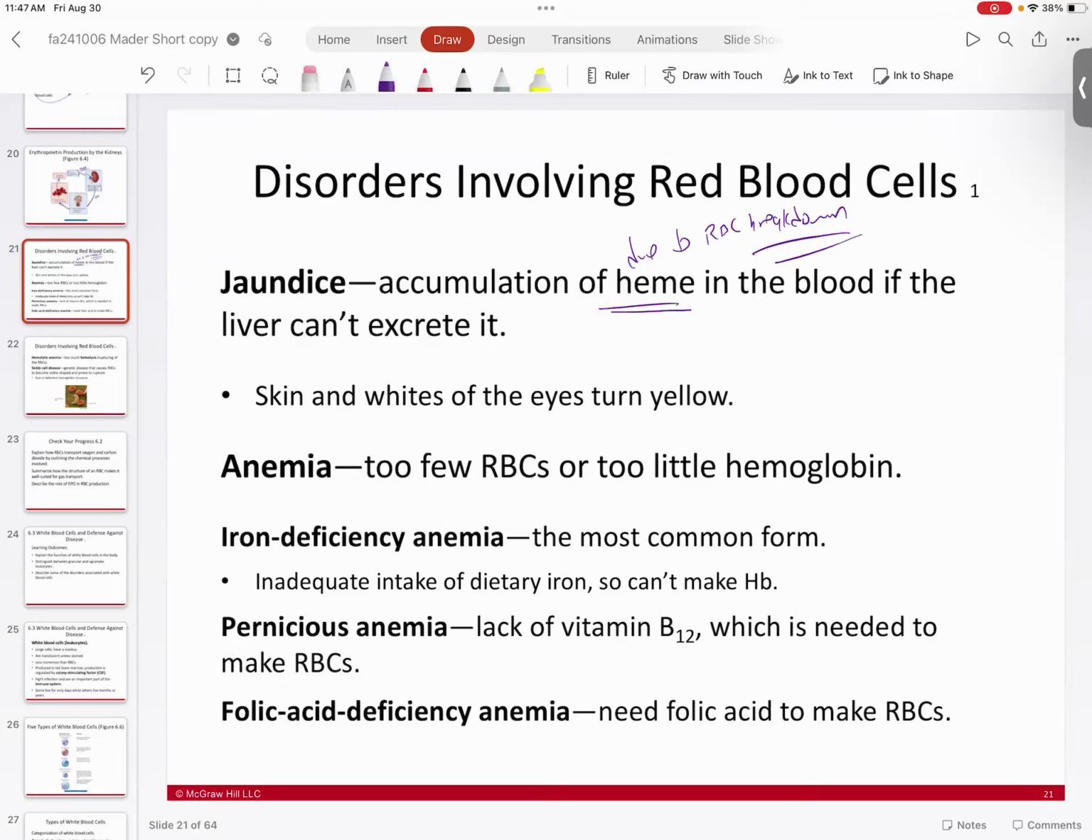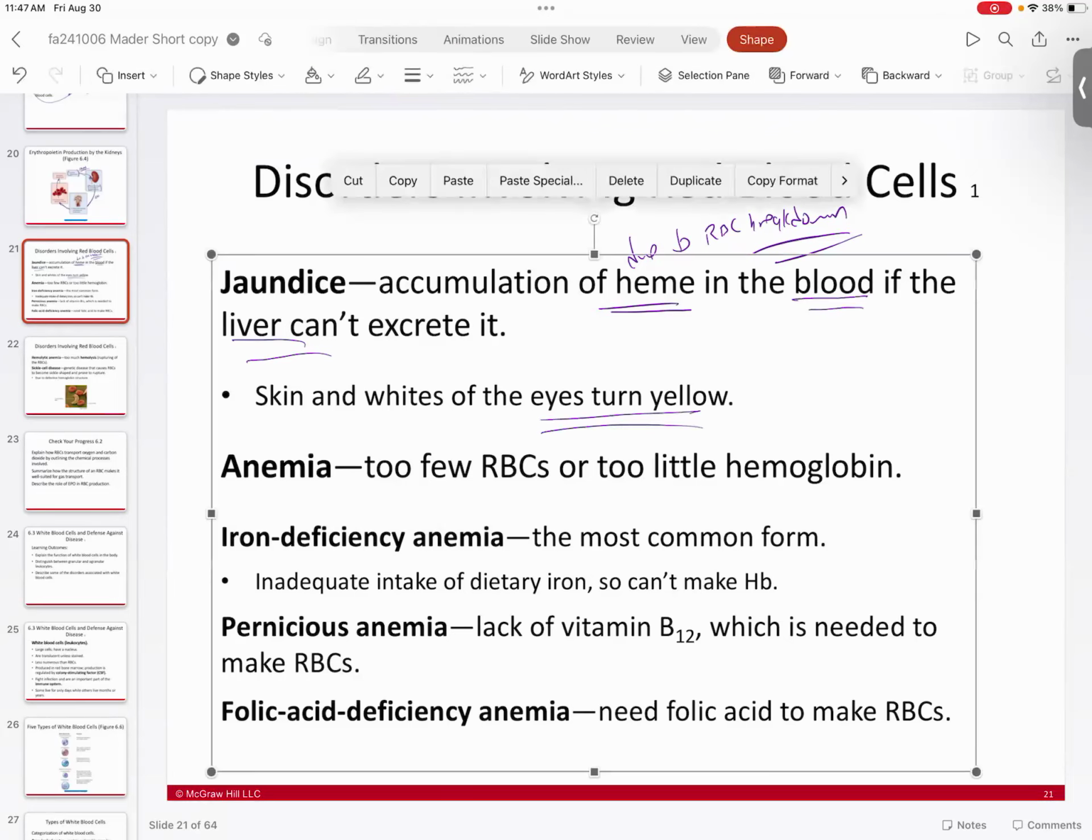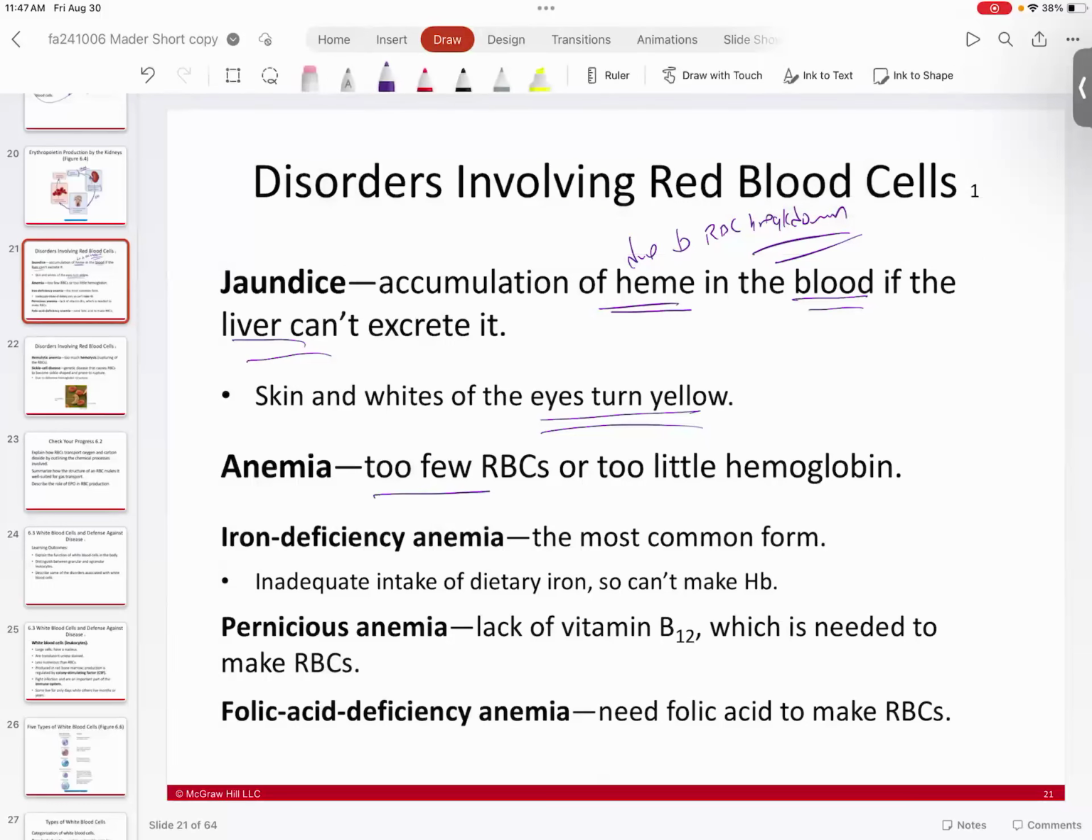And so if you have an issue with your blood vessels or with your liver, and you cannot get rid of it, then it backs up into your bloodstream and it starts turning your blood yellow, and you start getting a yellowish look to it. So for instance, your skin and the whites of your eyes start to turn yellow because of this heme buildup.